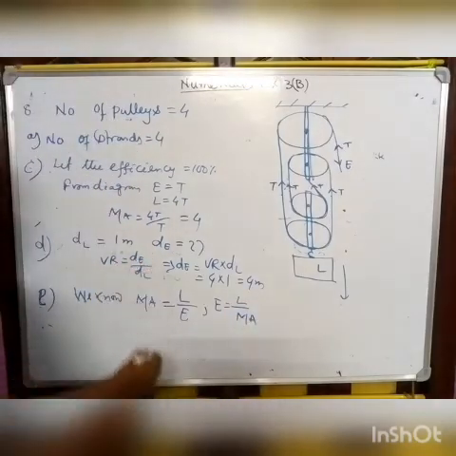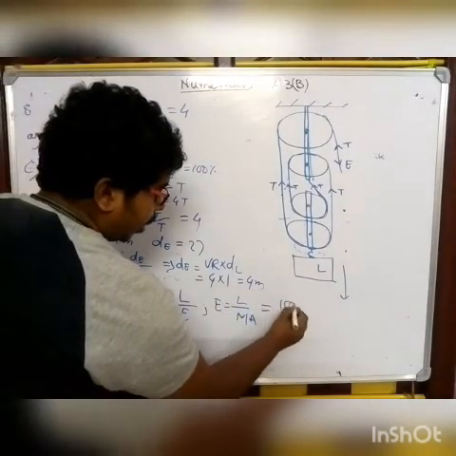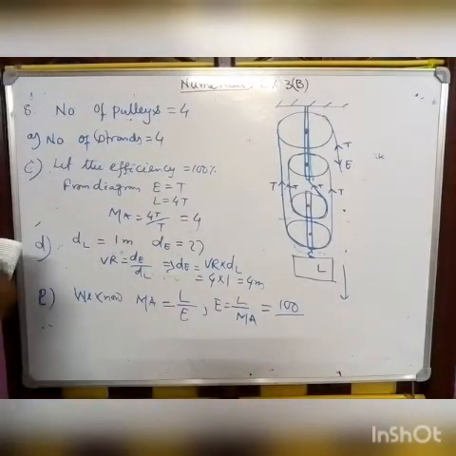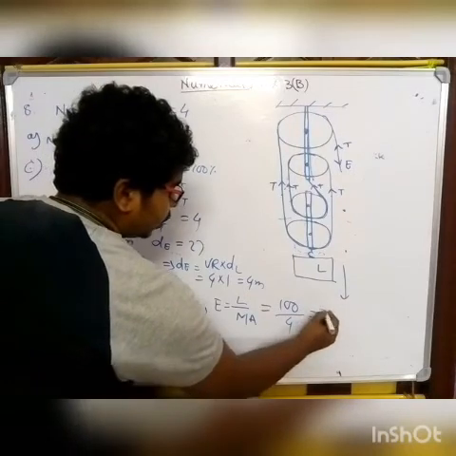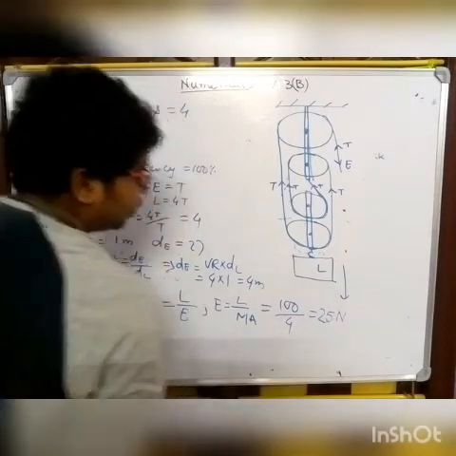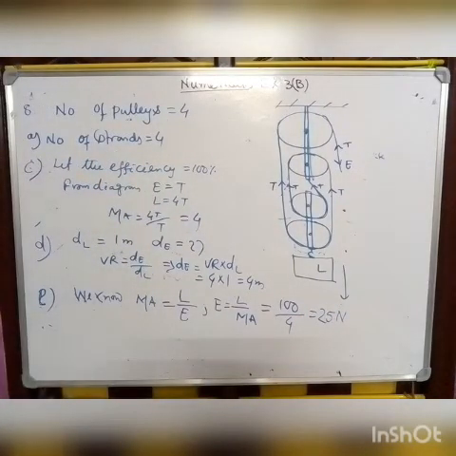What is the value of load here? The value of load is 100 Newton. It has already been given. And what is the value of mechanical advantage? That is 4. So it is 25 Newton. Okay, so this is numerical number 8.